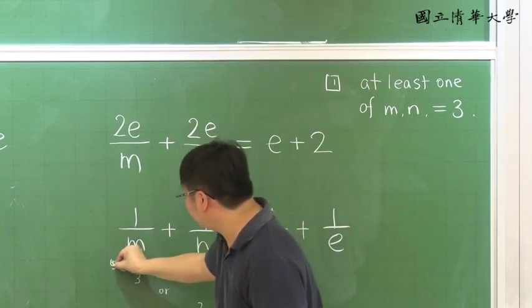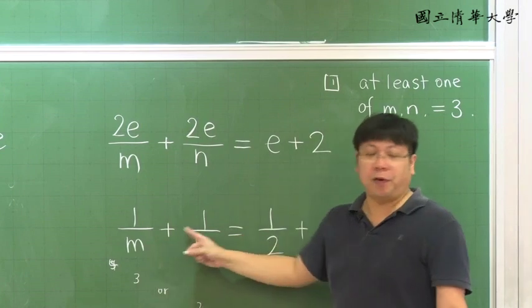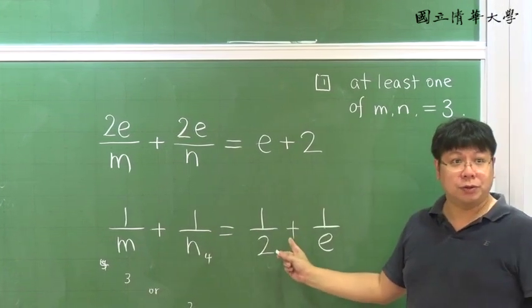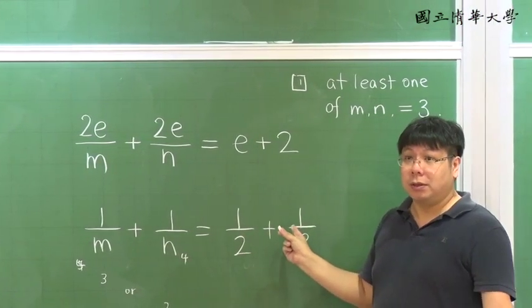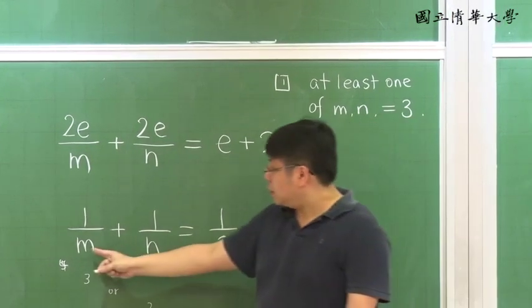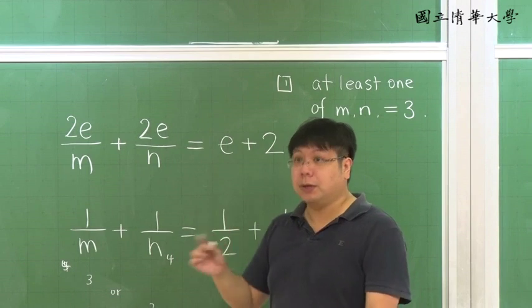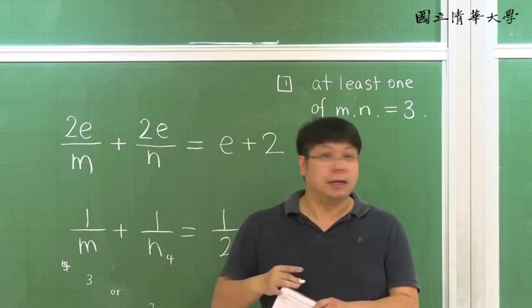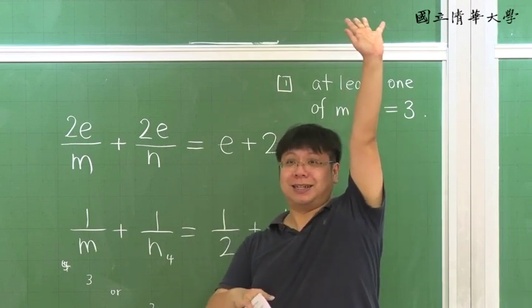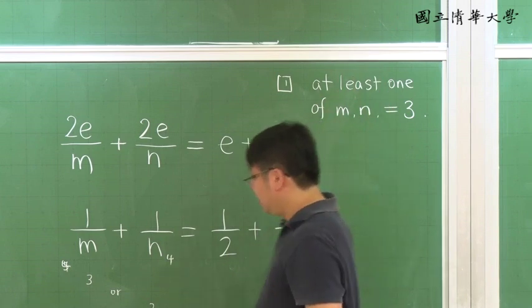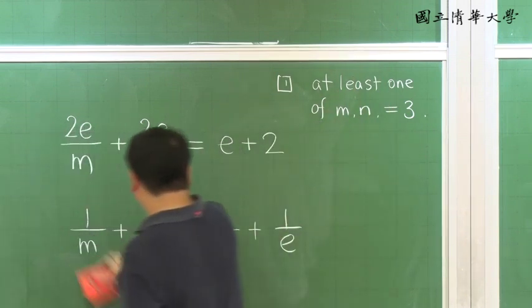How about 4, 4? Then 1 over 4 plus 1 over 4 is just equal to 1 over 2, so they cannot be equal. In that case, m and n cannot both be very large. One of them has to be equal to 3. If you are okay with this, could you please raise your hand? Okay, excellent.